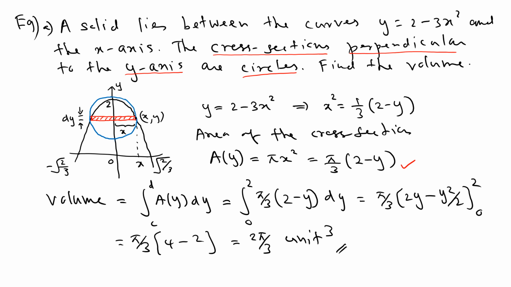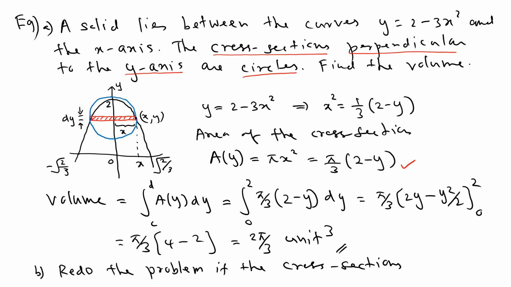Now, as part 2, you're going to try this problem again, with the cross-sections being squares. Same problem, but with the cross-section areas as squares. So you can try that problem.